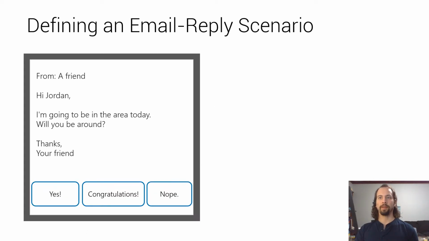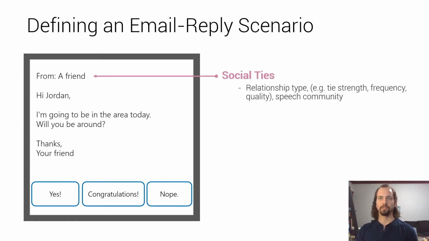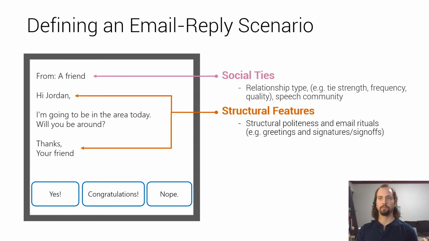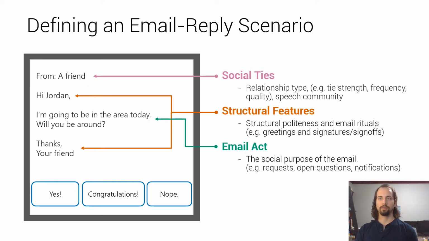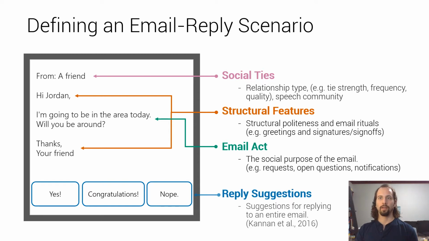We define an email reply scenario as the digital analog to the speech situation from speech act theory, where the meaning of an utterance depends on linguistic conventions, the social context, and the speaker's intentions. We break this down into four components for the purposes of our study. The first is social ties, to indicate who is being communicated with. Then we have structural features, which include email greetings and sign-offs. Next is the email act, which is the social purpose of the email. And last are the reply suggestions, which were introduced in 2016 and typically appear as shown here.